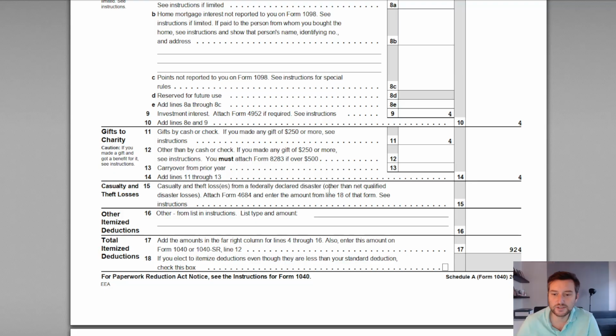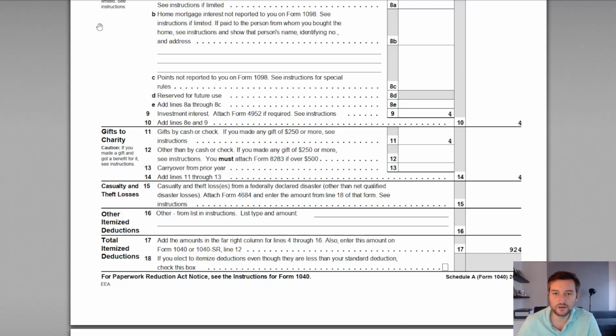miscellaneous itemized deductions. So miscellaneous itemized deductions would be reported somewhere down here on line 16. And these are deductions that can be claimed to the extent they exceed 2% of your AGI, your adjusted gross income. However, with the Tax Cuts and Jobs Act that was passed back in 2017, they eliminated miscellaneous itemized deductions altogether, right? Now, that is supposed to expire at the end of 2025. We don't know if they're going to renew it.